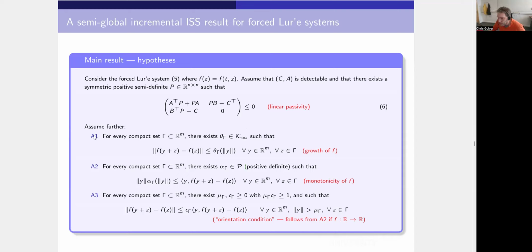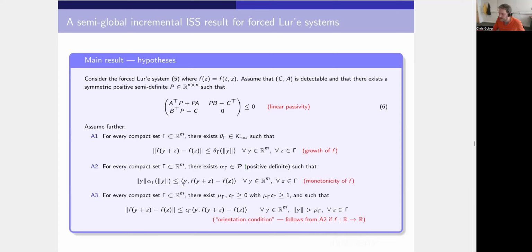And then these assumptions A1, A2, and A3 essentially imitate the earlier properties of the correspondence capital F, but now they're incremental versions, so difference of arguments for the function little f. So essentially I fix a compact set capital Gamma, and then for each such set I can find an upper bound theta_Gamma so that |f(y + z) - f(z)| is bounded by theta_Gamma(|y|). This only needs to hold for all z in the compact set Gamma and for all y in R^m. So this is somehow a bound on the growth of f.